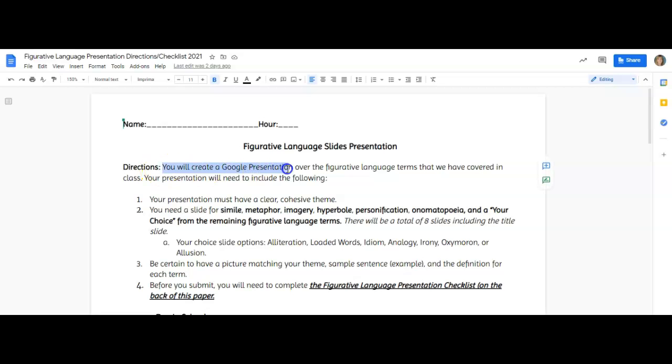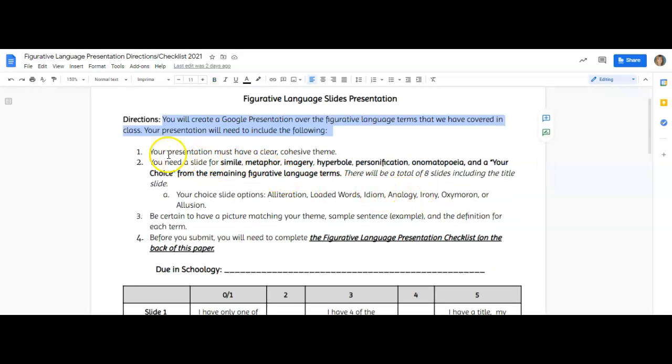You will create a Google presentation over the figurative language terms that we have covered in class. Your presentation will need to include the following. Number one, your presentation must have a clear, cohesive theme. It has to all go together. Two, you will have a slide for simile, metaphor, imagery, hyperbole, personification, onomatopoeia, and your choice from the remaining figurative language terms. There will be a total of 8 slides, including the title slide.